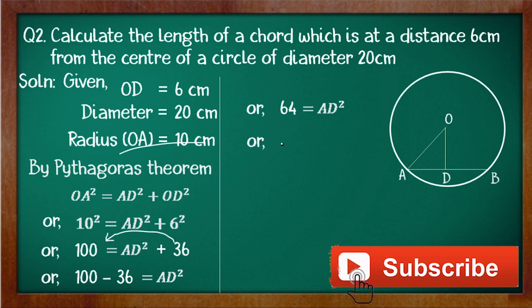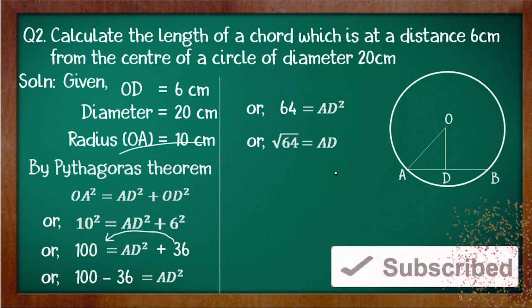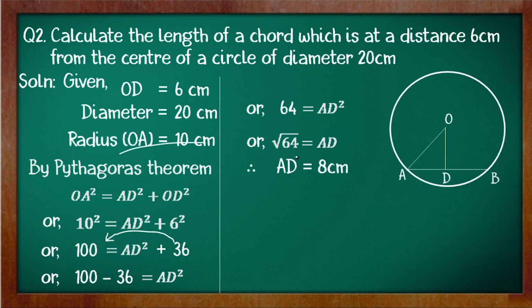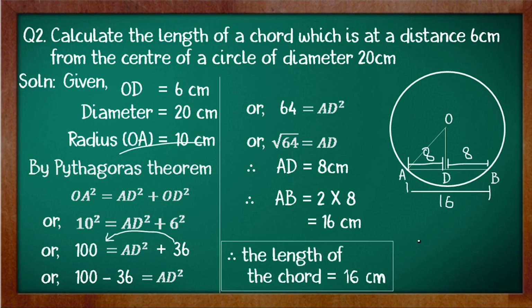Again we'll be square rooting both the sides, so square root of 64 is equal to AD, because square root and square will get cancelled out. What is the square root of 64? It is 8. So AD is equal to 8 centimeters. We know that AD will be equal to DB. So if this is 8, this will again be 8, or we can say that AB will be twice of AD. So AD is 8, so 2 into 8 will give us 16. So what is the length from A to B? It is 16 centimeters. Therefore the length of the chord is 16 centimeters.